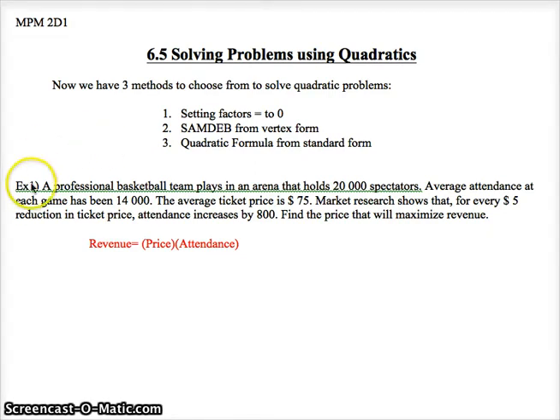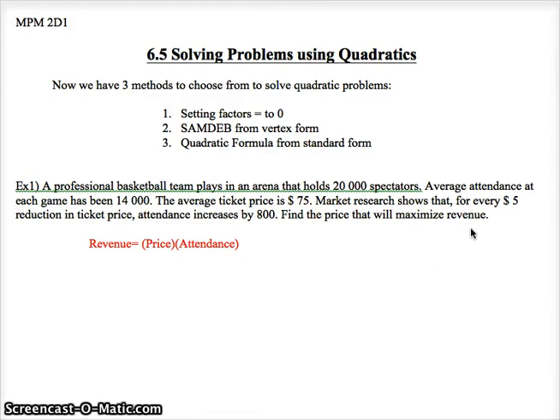So the first example, example 1: a professional basketball team plays in an arena that holds 20,000 spectators. Average attendance at each game has been 14,000. The average ticket price is $75. Market research shows that for every $5 reduction in ticket price, attendance increases by 800. So find the price that will maximize the revenue.